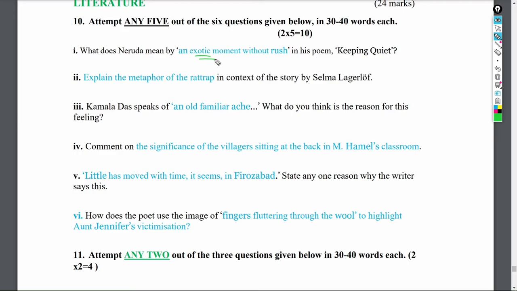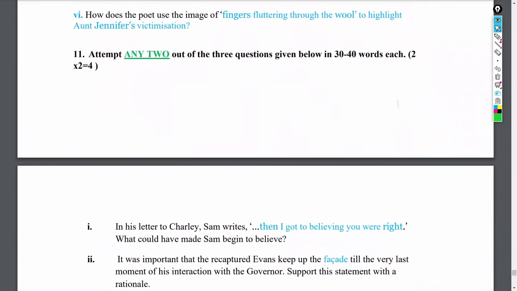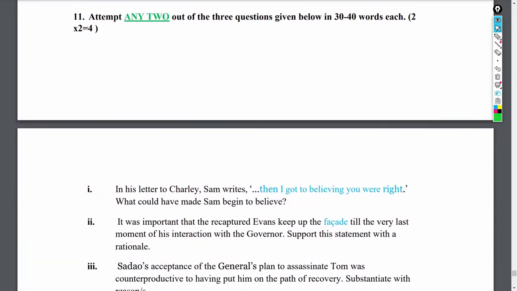write only 5 out of the 6 questions. Let us go to the next question, number 11. Attempt any 2 out of the 3. In this also there are 3 questions, and you have to answer 2. Where will this question come from? This question will be from the supplementary.